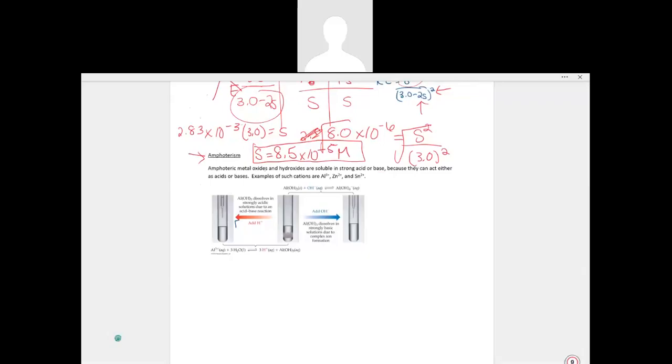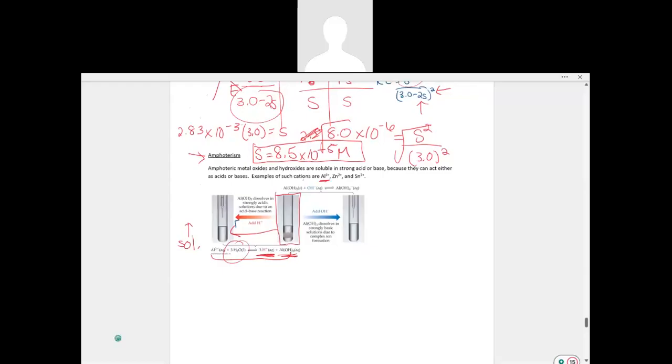So what we see here is, say we have a metal hydroxide, aluminum hydroxide, one of our examples of such cations. If we add this to an acidic solution, our equilibrium will shift this way because we're seeing this reaction here. Our aluminum hydroxide reacts with the acid, and we neutralize it, we get water. So this would increase solubility reacting with an acid, and the aluminum hydroxide acts as a base.